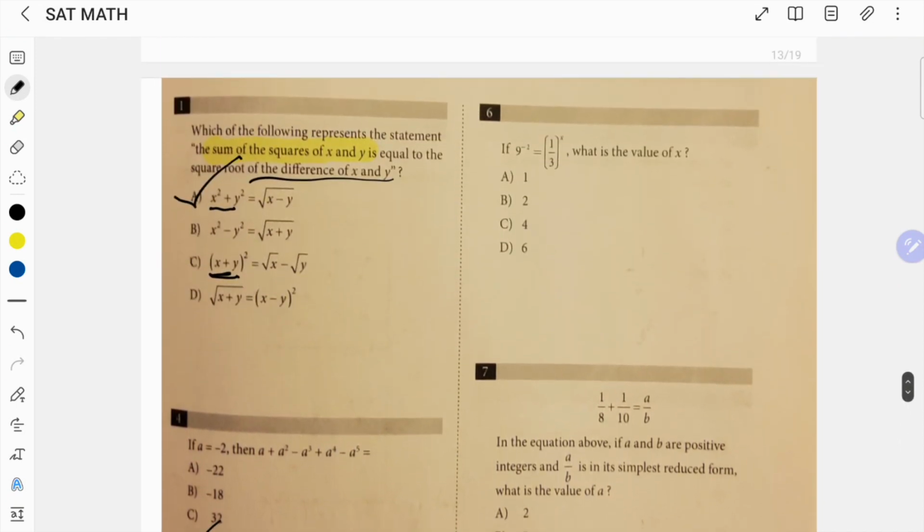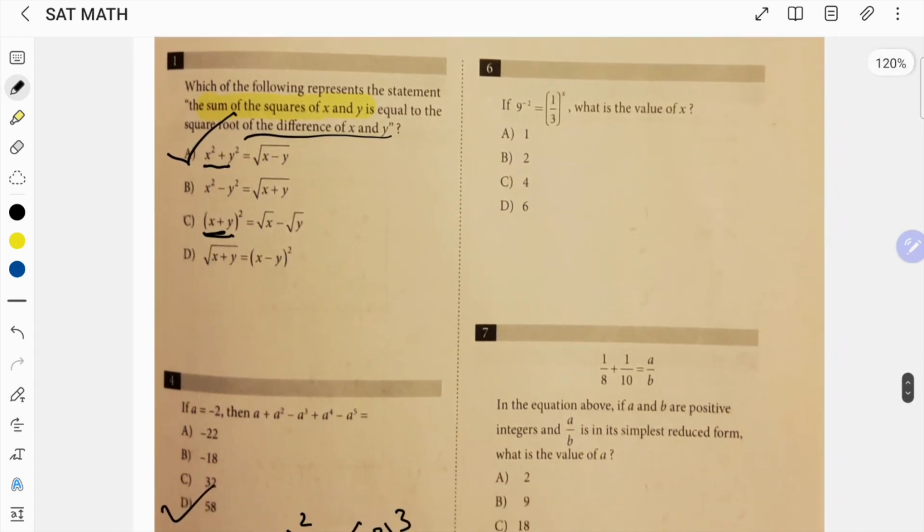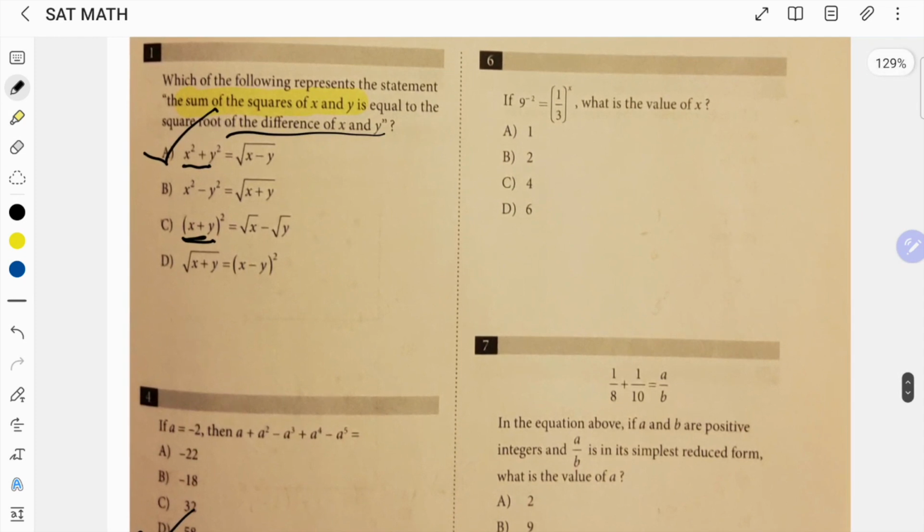Alright, let's move on to the next question. You want to be very quick when you solve these types of questions because these are module 1 practice questions. Alright, moving on to the next question.